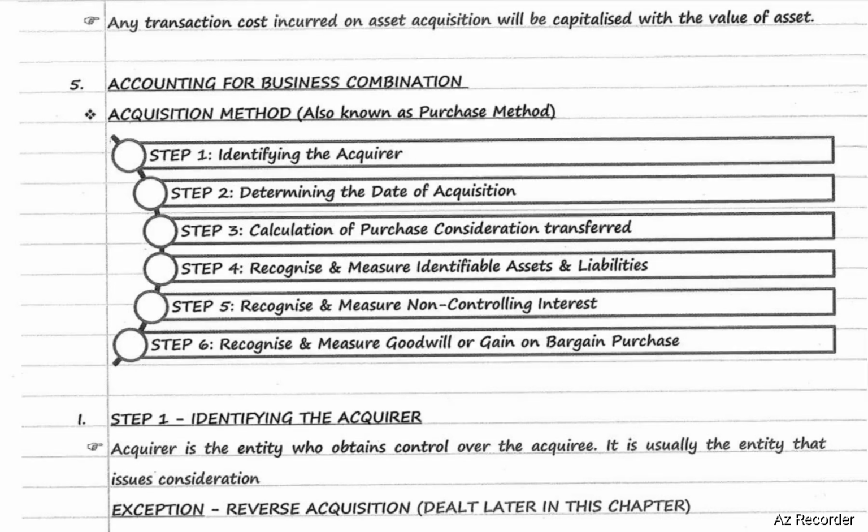Accounting for business combination, acquisition method or purchase method. There are 6 steps involved in business combination accounting as per acquisition method or purchase method. Step number 1, identifying the acquirer. Step number 2, determining the date of acquisition. Step number 3, calculation of purchase consideration transferred. Step number 4, recognize and measure identifiable assets and liabilities. Step number 5, recognize and measure non-controlling interest. Step number 6, recognize and measure goodwill or gain on bargain purchase.